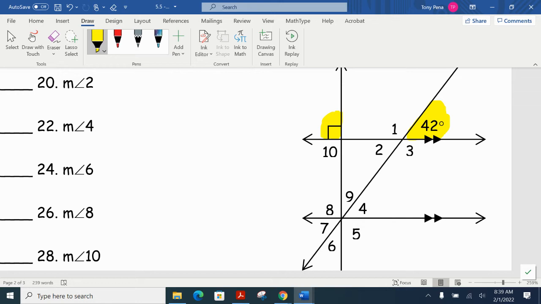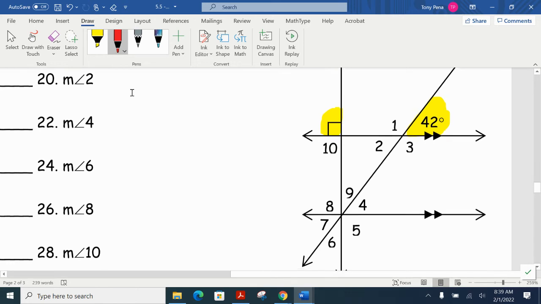So, okay, about 30 seconds here. A lot of us are getting there. Let's see if they're all right.